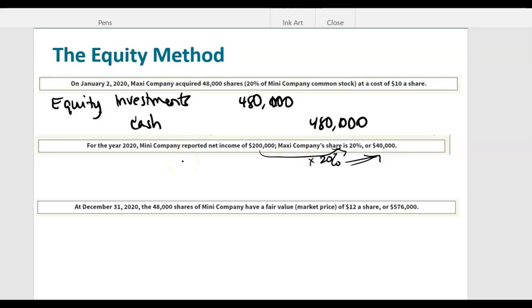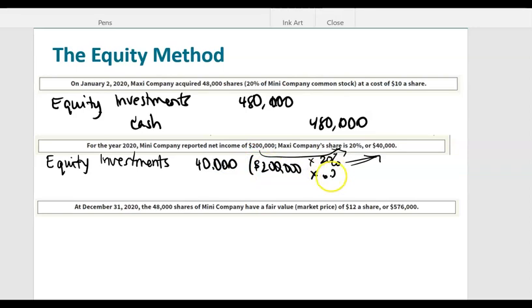And the way that we account for that is we increase the value of our equity investments. So we debit to increase equity investments by $40,000, the investee's income multiplied by our percentage ownership. And then we're going to credit the account investment income.